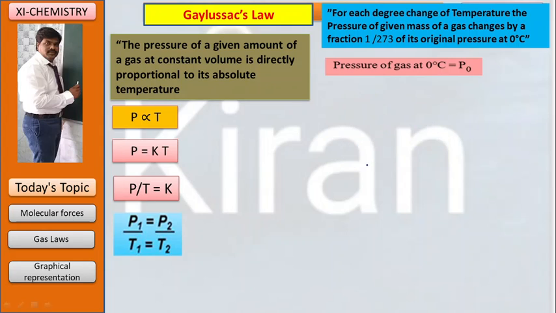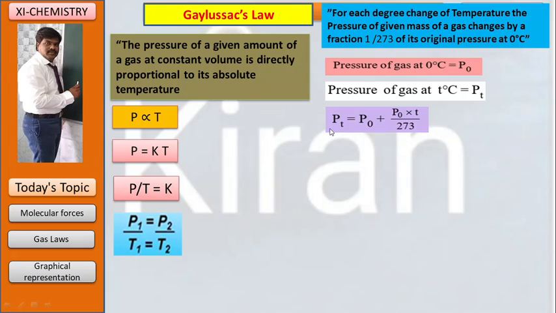That only I have written here. Pressure of a gas at 0 degree centigrade is equal to P naught. Pressure of a gas at t degree centigrade is Pt. Pt formula I have written: P naught plus P naught into t by 273.